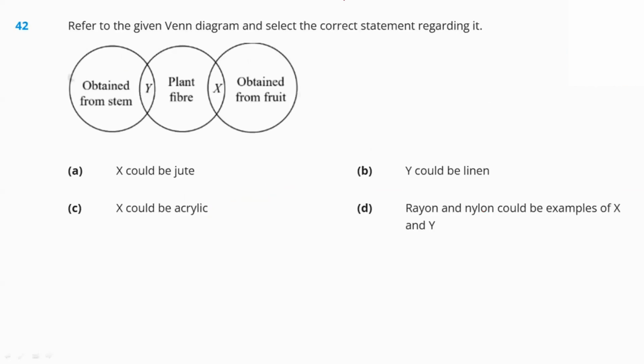Next, refer to the given Venn diagram and select the correct statement regarding it. So, X is a plant fiber and obtained from fruit, and Y is a plant fiber and obtained from stem. So, X could be cotton, Y could be jute or linen, isn't it? So option number first is X could be jute. No, jute is obtained from stem, so it is wrong. Y could be linen. Yes, Y could be linen because linen is a plant fiber and also obtained from the stem. So option number A, B is our correct answer.